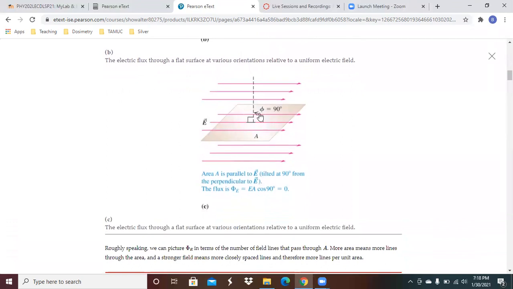Finally, if you end up turning this surface such that the electric field lines shoot right through the side of it here, that formula still applies, but the angle that the perpendicular surface that this makes with the electric field is now 90. You end up taking the cosine of that, and you end up with no flux.